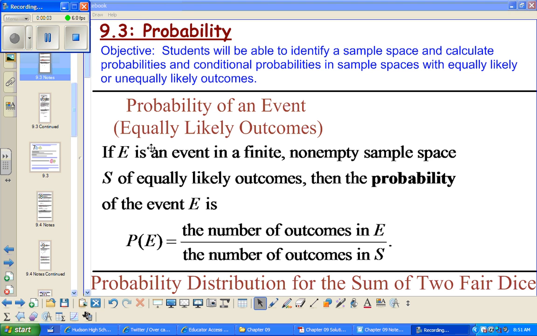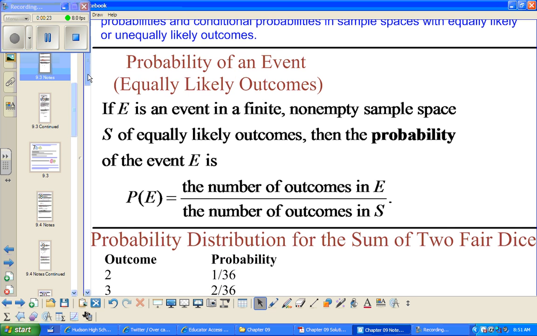This is a lesson on Precalculus 9.3, a probability section. By the time we're done with this, hopefully you'll be able to identify a sample space and calculate probabilities and conditional probabilities in sample spaces with equally likely or unequally likely outcomes.